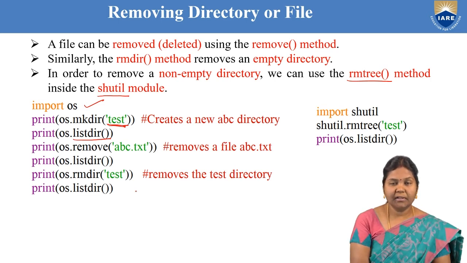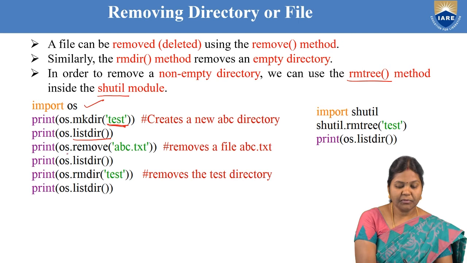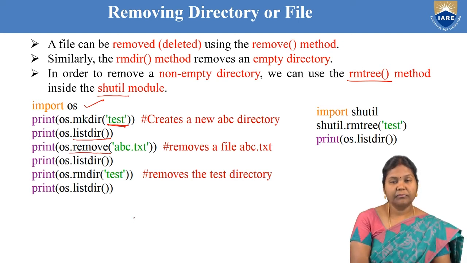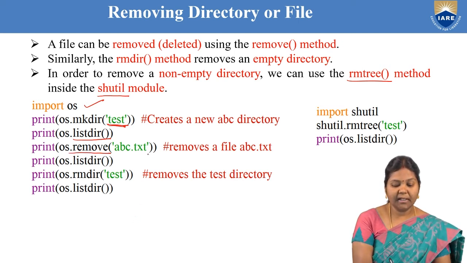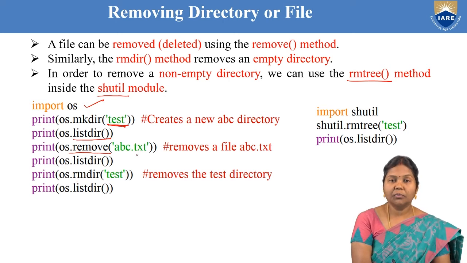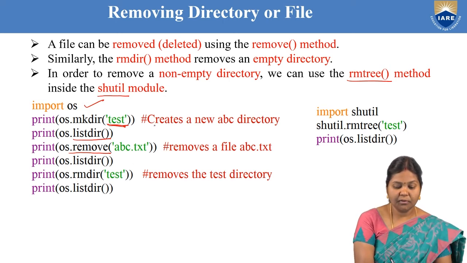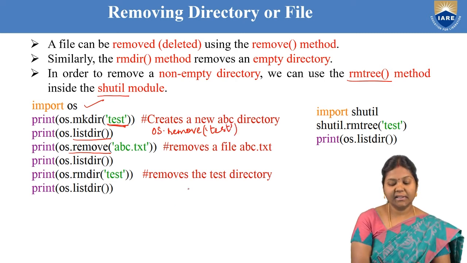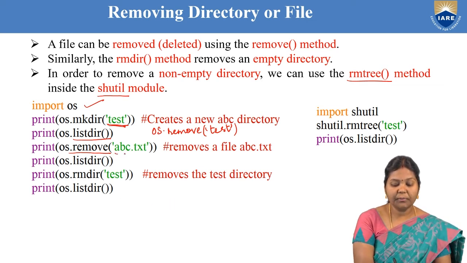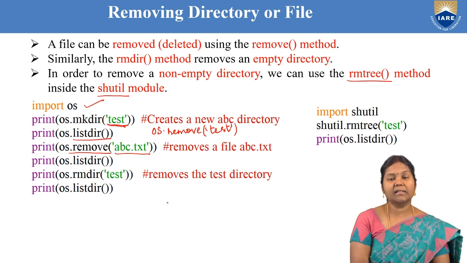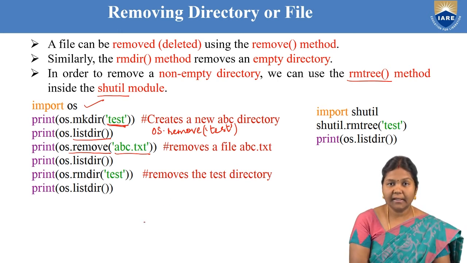Now, let us remove it using the remove method. You can write os.remove and directly write the name test. If you want to remove any file, you can simply write os.remove within brackets, the name of the directory, that is test, so that the empty directory test can be removed. Similarly, if you want to remove a file, then also you can write os.remove with that particular file name. Suppose abc.txt is a file name, that file gets deleted.